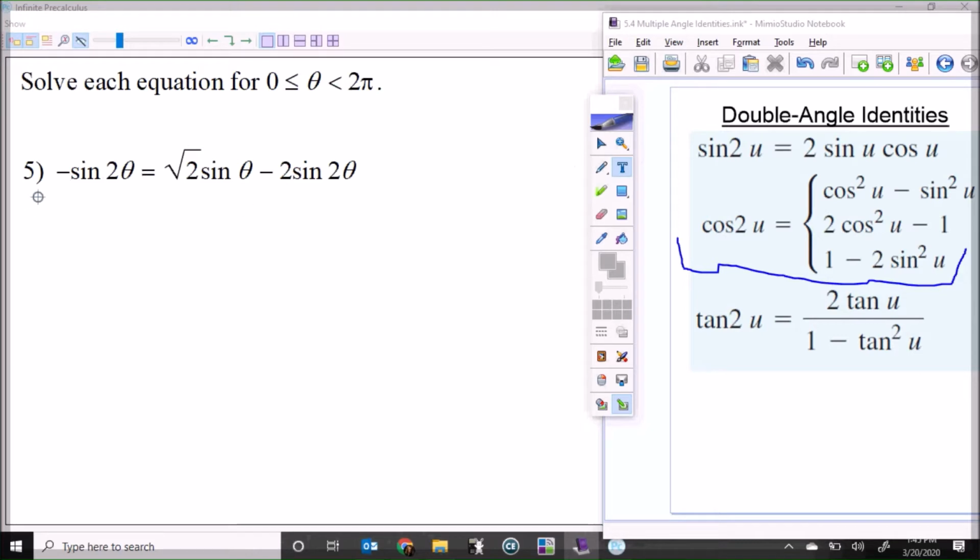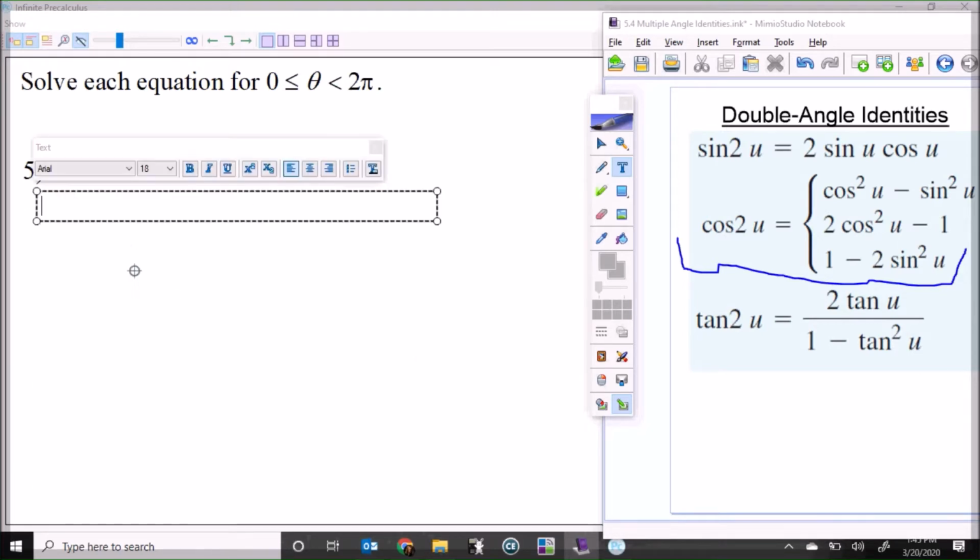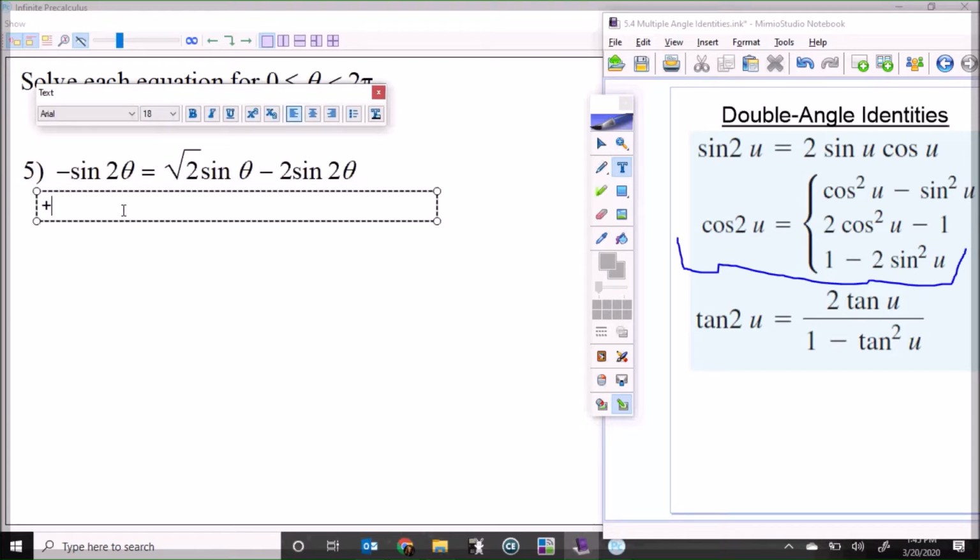So let's see if I can do this. So I'm adding sine of 2 theta. I don't really have a theta, so I'm just using O. Okay, so sine of 2 theta to both sides. So I'll come over here and say, okay, I'm adding sine of 2 theta again.